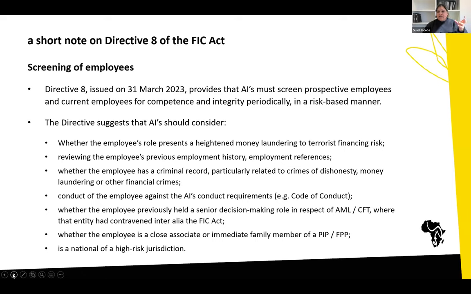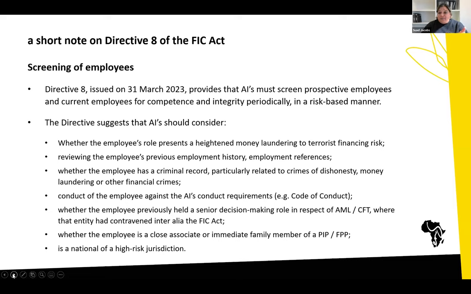Then there is the conduct of the employee. Once you've screened the integrity of the employee, there is their past conduct, their current conduct, and their conduct in terms of your code of conduct. Is the employee exhibiting behavior in the organization that would be problematic? There's also risk associated with the position that an employee would occupy. So the role considerations: is this an employee that is bringing in new business? Are they authorizing transactions and the like? That can expose an organization to a higher degree of risk.